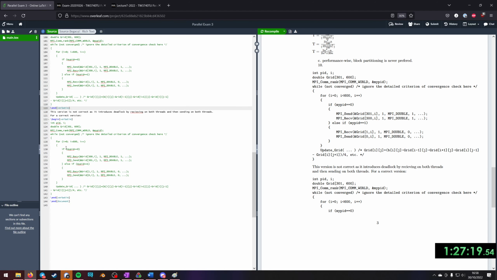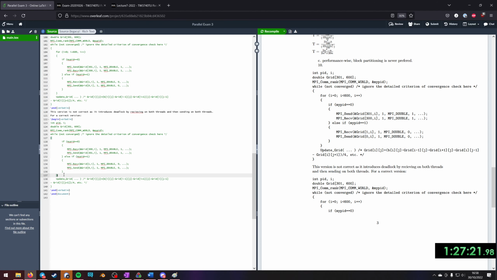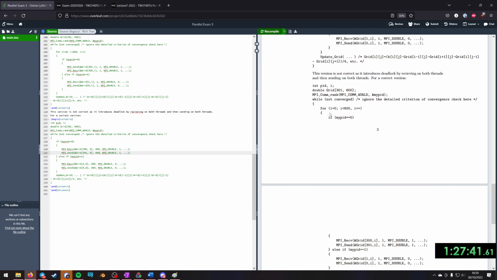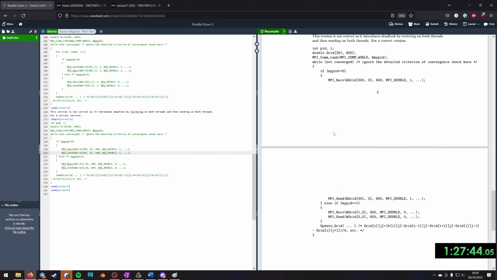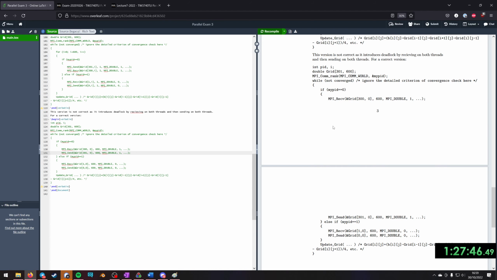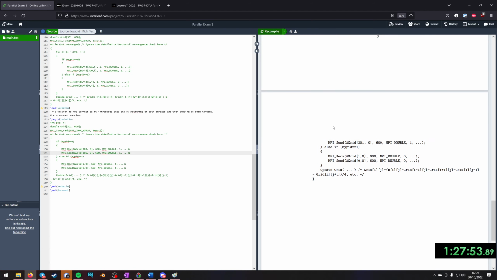So what I'm going to do instead is remove this entire for loop and send from spot 0, send 600 of them. Because there are 600 values in a row. Why would you keep sending for every single value? Just send it as one message. So I think this will be a solution.